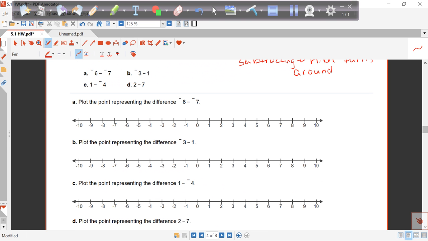Okay, so our hiker starts here at 0, always facing right. First number is negative 6. So I'm going to go backwards 6. This means turn around. So now he's facing left. So now his forward would be left and his backward would be right. Negative 7 says go backward 7. He's going to end up here at positive 1.